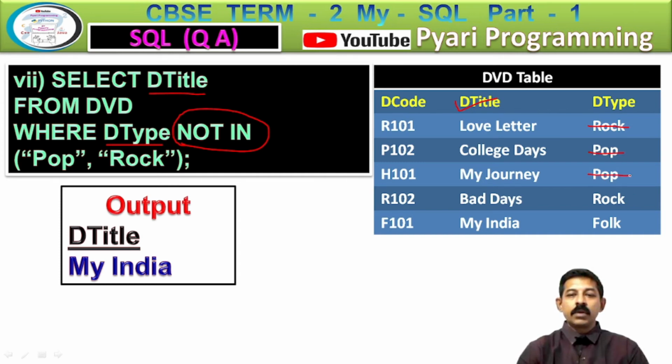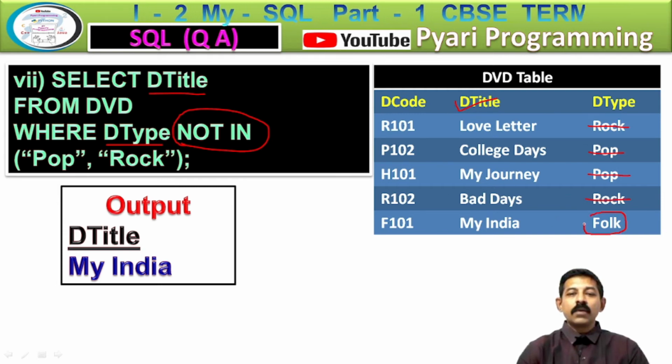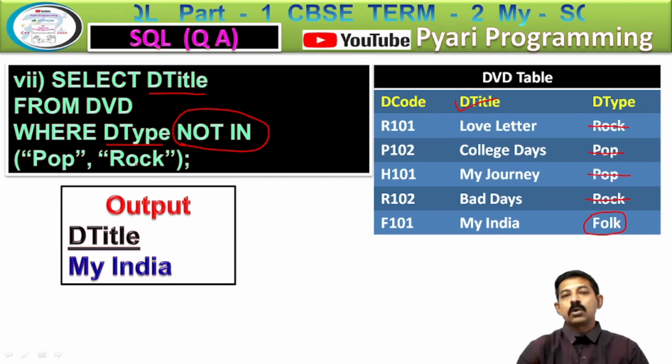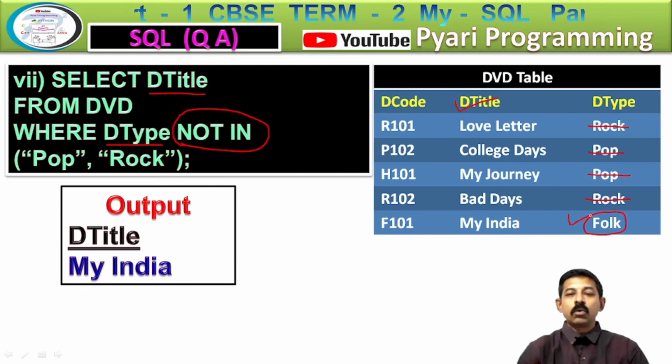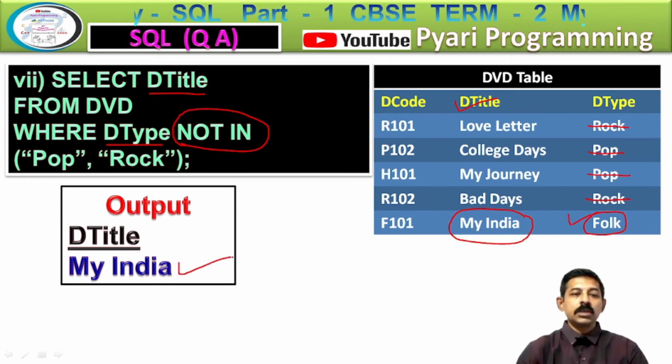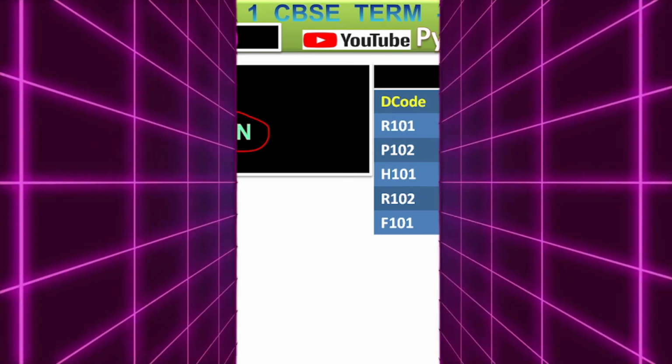Again, pop is available, rock is available, but folk is not available. Folk is not available in your pop and rock. So that's why it will include this one. But it wants to display the title. So that's why it will display My India. So your output is My India.